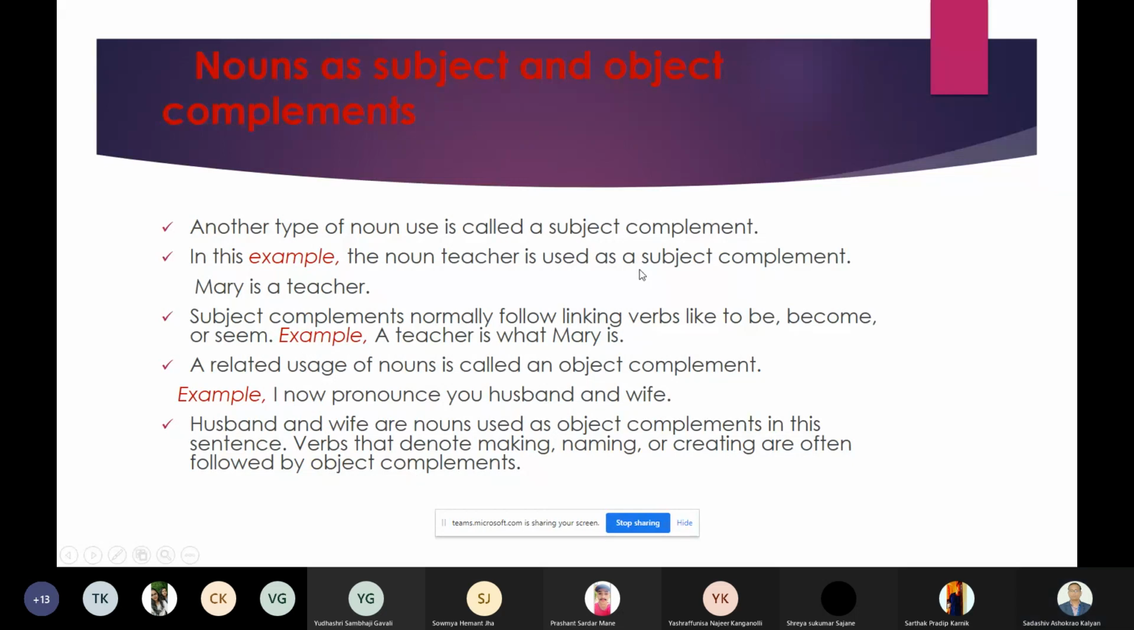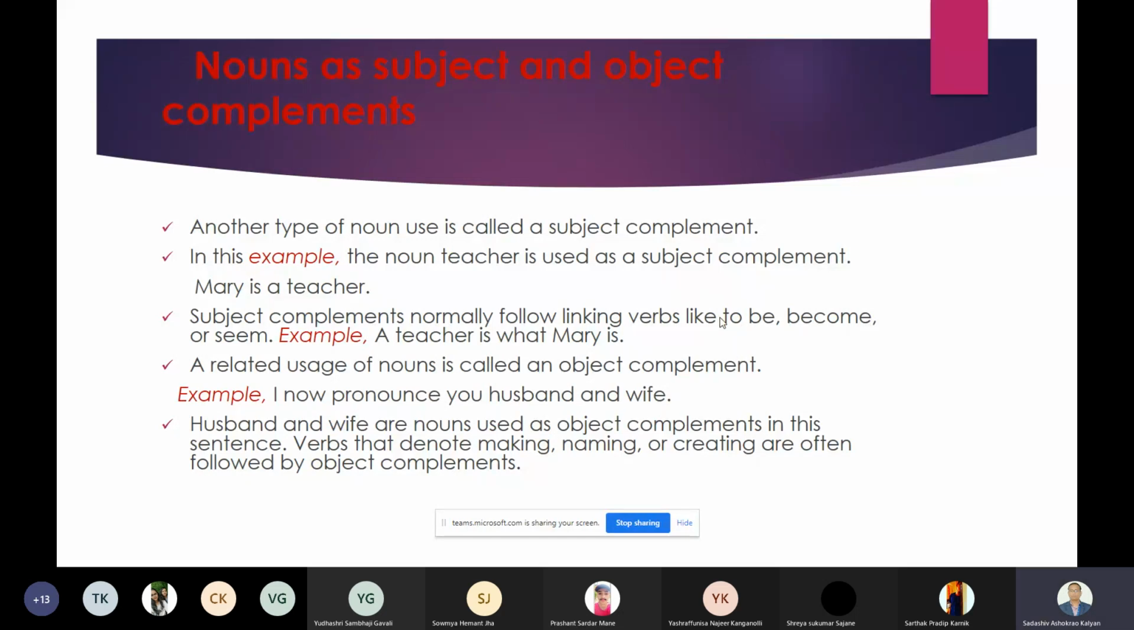Then nouns are also used as subject and object complements. In this example, Mary is a teacher. Here the noun teacher is used as a subject complement. Subject complements are also normally preceded by linking verbs like to be, become, or seem. Example: a teacher is what Mary is.